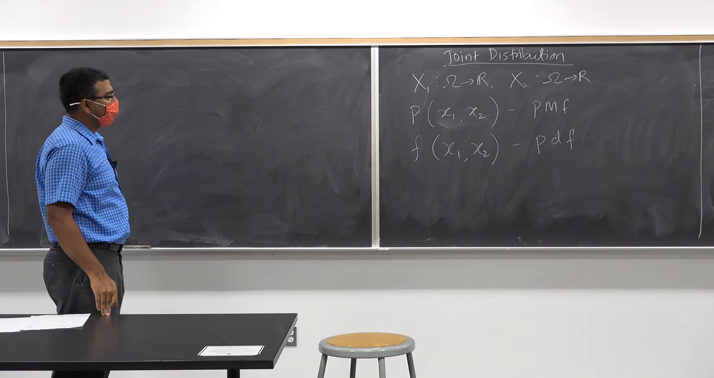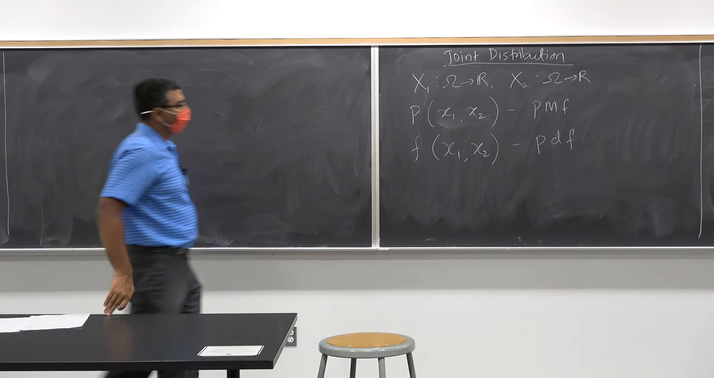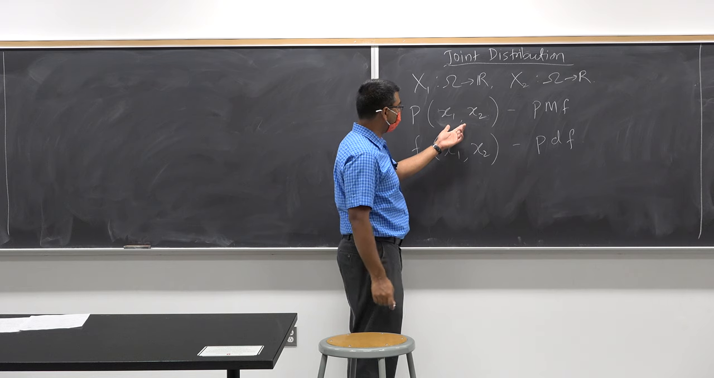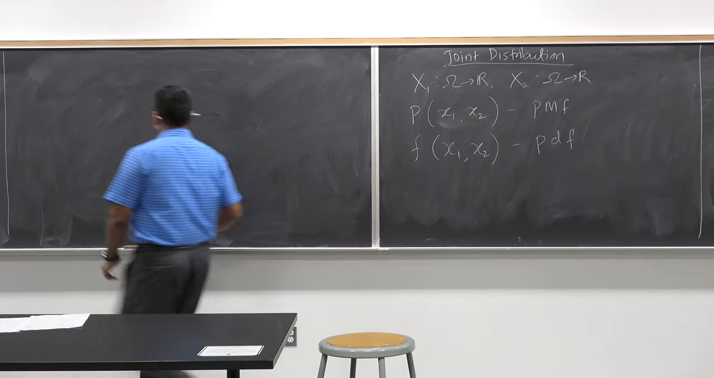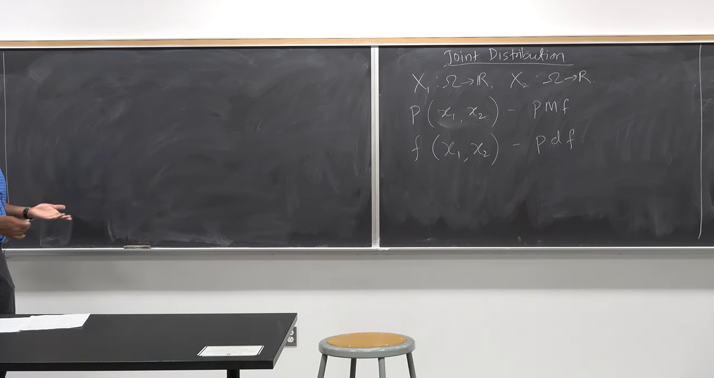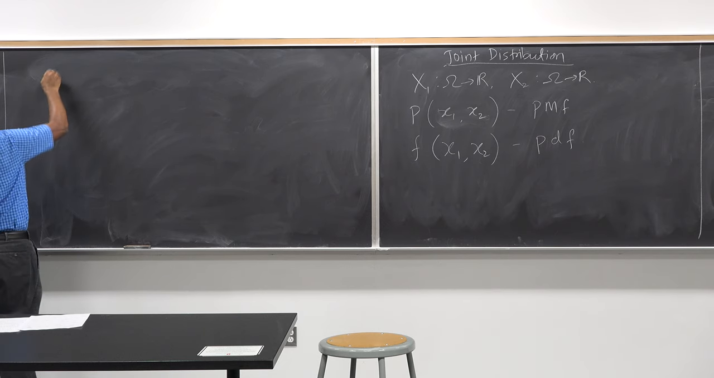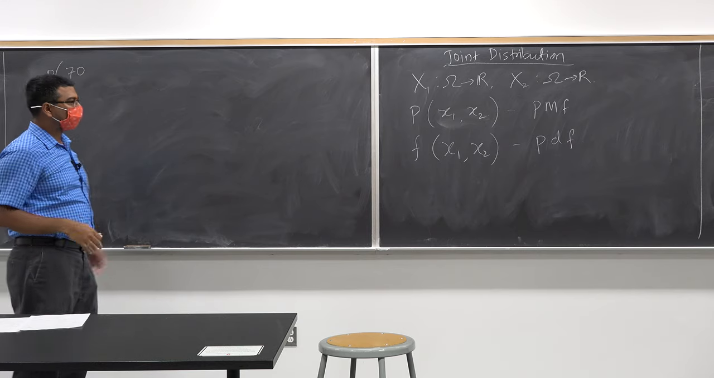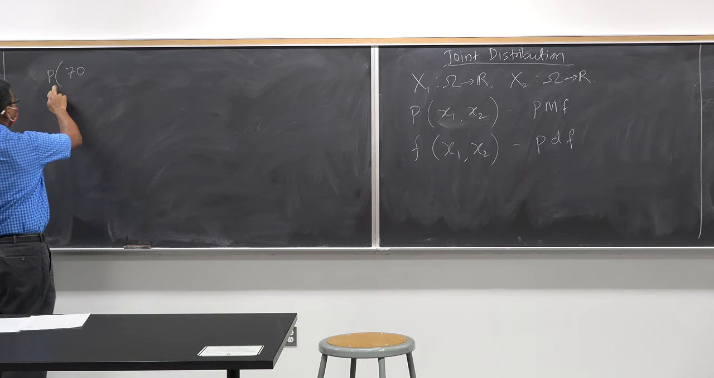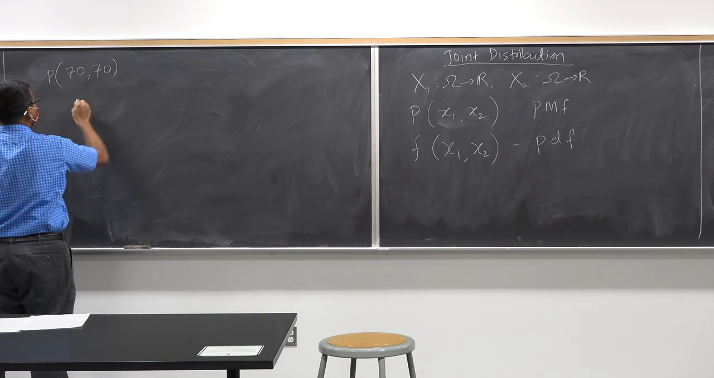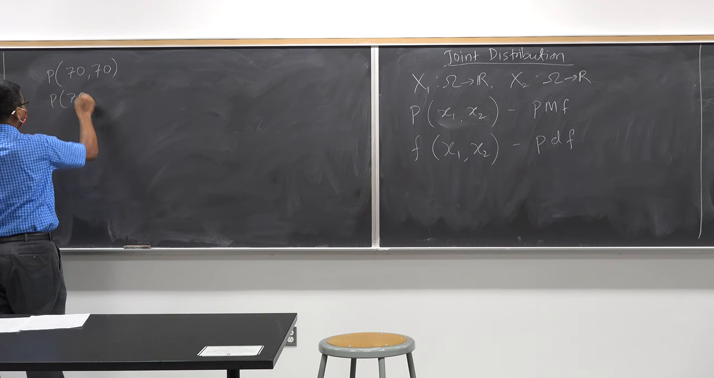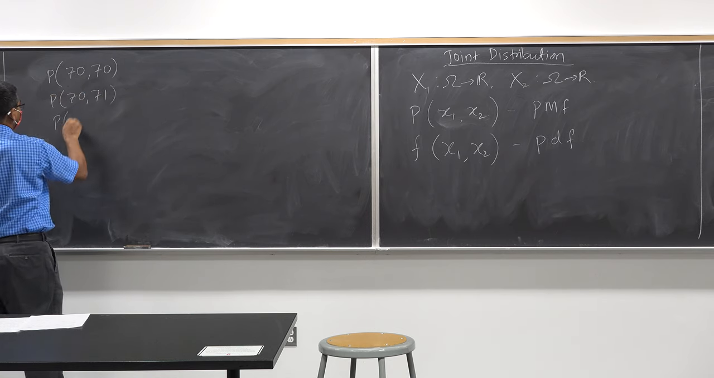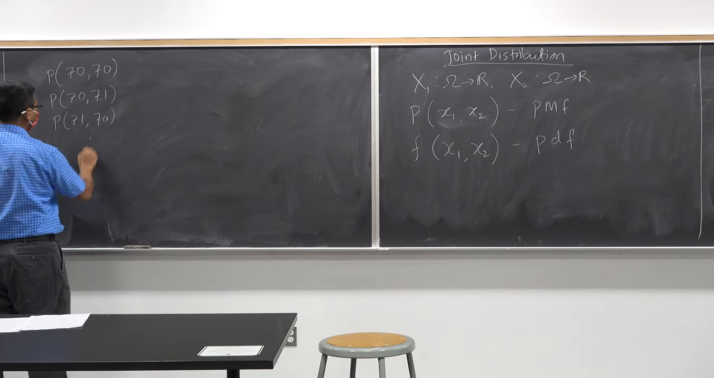Okay, so let's consider the case of temperature. Let's say the temperature takes only discrete values, so it can be 70, 71, 72, 73. Those are the only values that it can take. And there are only two rooms, this room and the next classroom. So I will come up with a probability distribution of p(70, 70), p(70, 71), p(71, 70), and so on.